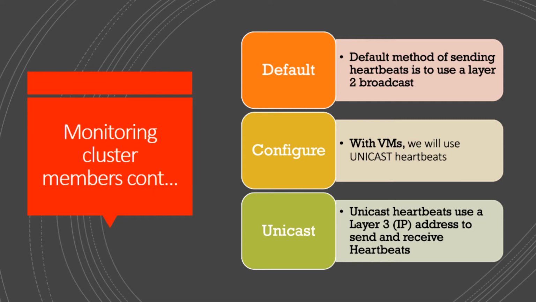The VM's interfaces are connected to virtual switches. Because by default, FortiGates use a broadcast method for heartbeat monitoring, in a VM, it's easiest to use a different method called a unicast heartbeat. Using a unicast heartbeat, we can configure the cluster members with a layer 3 IP address that is dedicated for heartbeats instead of a layer 2 broadcast.